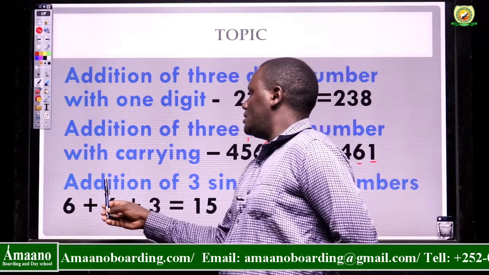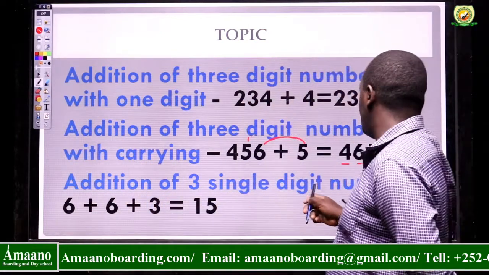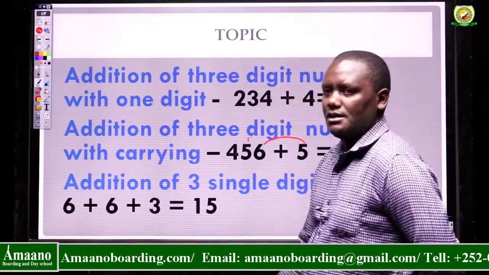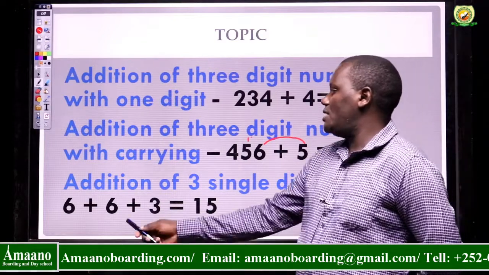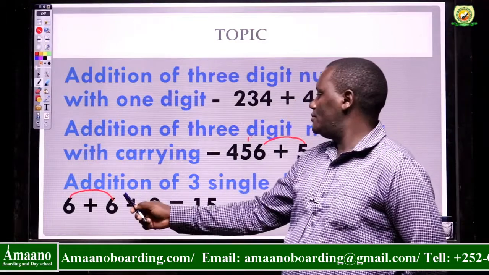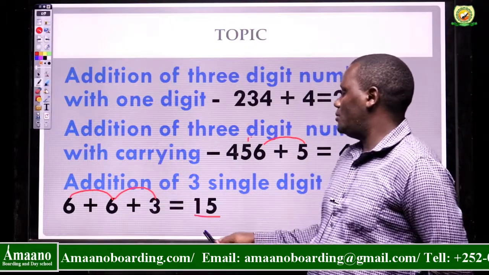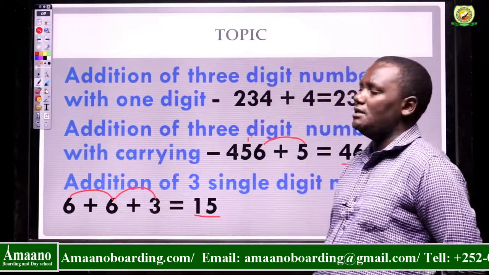Also we look at addition of 3 single digit numbers, like 6 plus 6 plus 3. We find it's 15. That means we have to add 6 plus 6, that is 12. 12 plus 3, we find it's 15. We add the first two, then with the answer we get, we add 3.